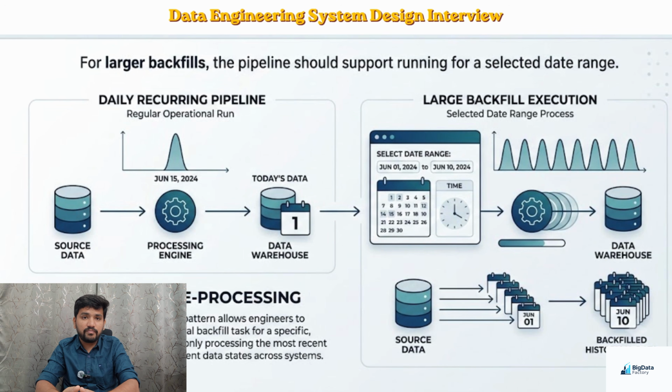For larger backfills, the pipeline should support running for a selected date range. This is why partition by date matters. It lets us reprocess a specific time period without computing everything. So for late data, my answer is use event time, keep raw data, partition historical data, support backfills, and make gold tables update safely. Now let's talk about failure modes.